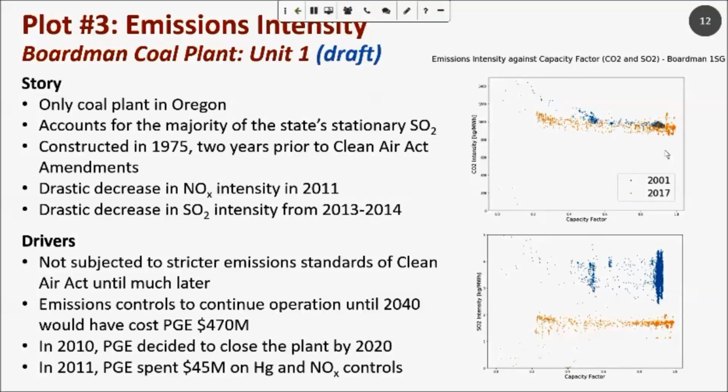If we turn our attention to the bottom graph, the SO2 intensity, we can see a couple interesting things here. So in 2001, again represented by the blue dots, there is a greater range of SO2 intensity for a given capacity factor. So that's on the y-axis, the vertical axis, there's a less tight band of SO2 emissions. And then when we come to 2017, again in the orange dots, that band really contracts and is lower than any of the points in 2001.